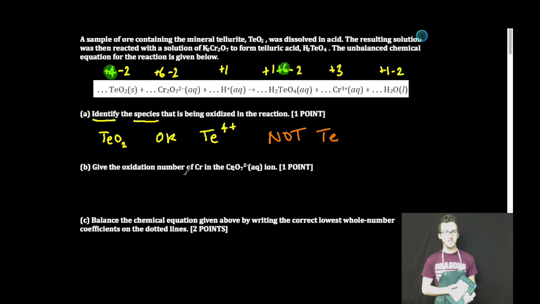Moving on to part B. Give the oxidation number of chromium in the dichromate ion. Easy enough, +6. So pretty straightforward here. Just identify and give the oxidation number. There's no need to write paragraphs or full-on sentences when you're asked questions like this. Save yourself time, answer the question as indicated, and move on.